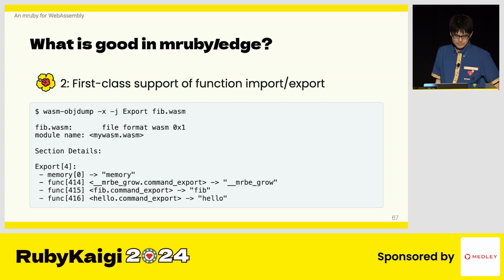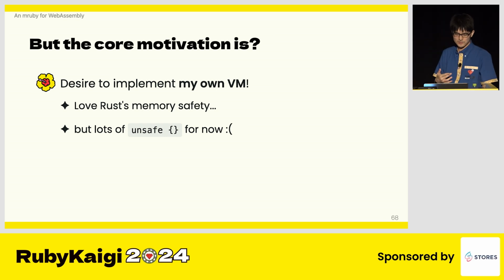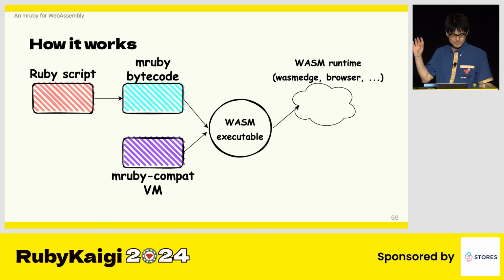Also, as you have seen, mruby edge has first-class support of function import and export. So mruby edge has a strong point over Ruby wasm, but my core motivation is my desire to implement my own VM. Ruby wasm has lots of unsafe code. The architecture is very simple.